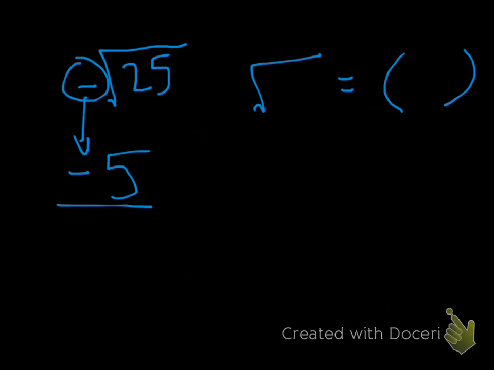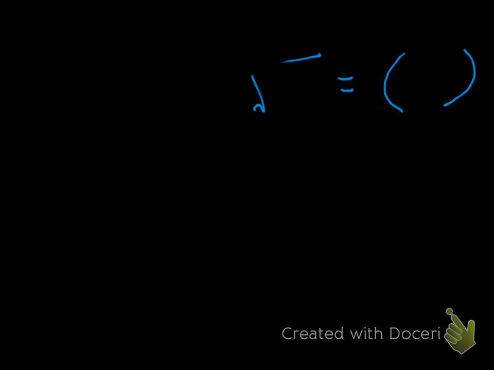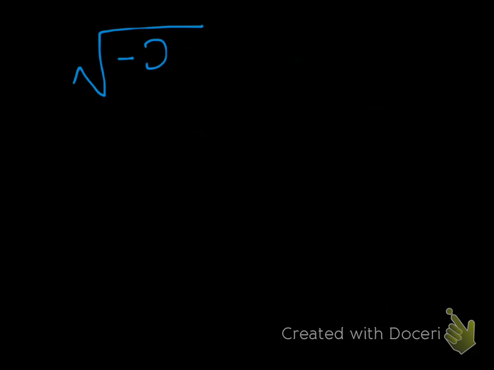So let's get another square root problem. Let me erase this, and let's do a problem that has the square root of negative 25. Now, you may think there is an answer, but there is no answer. It is no solution.